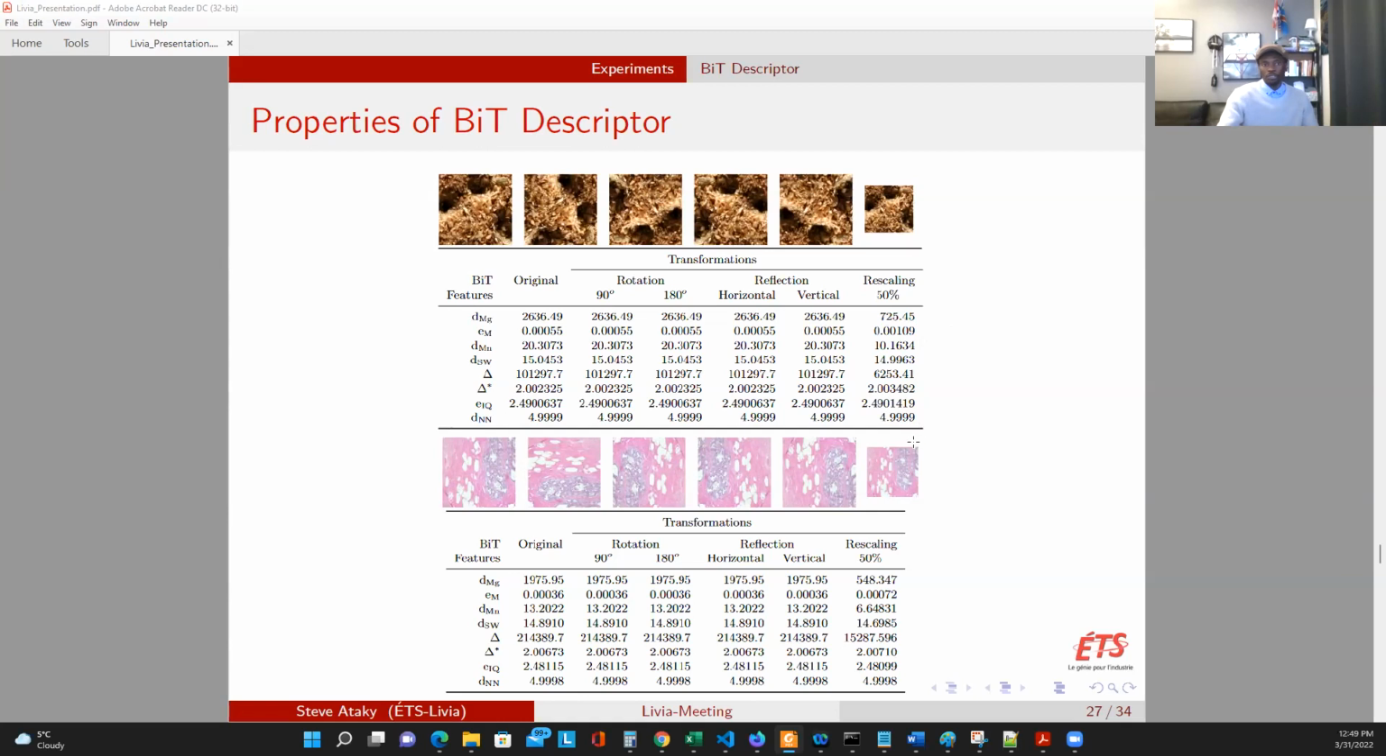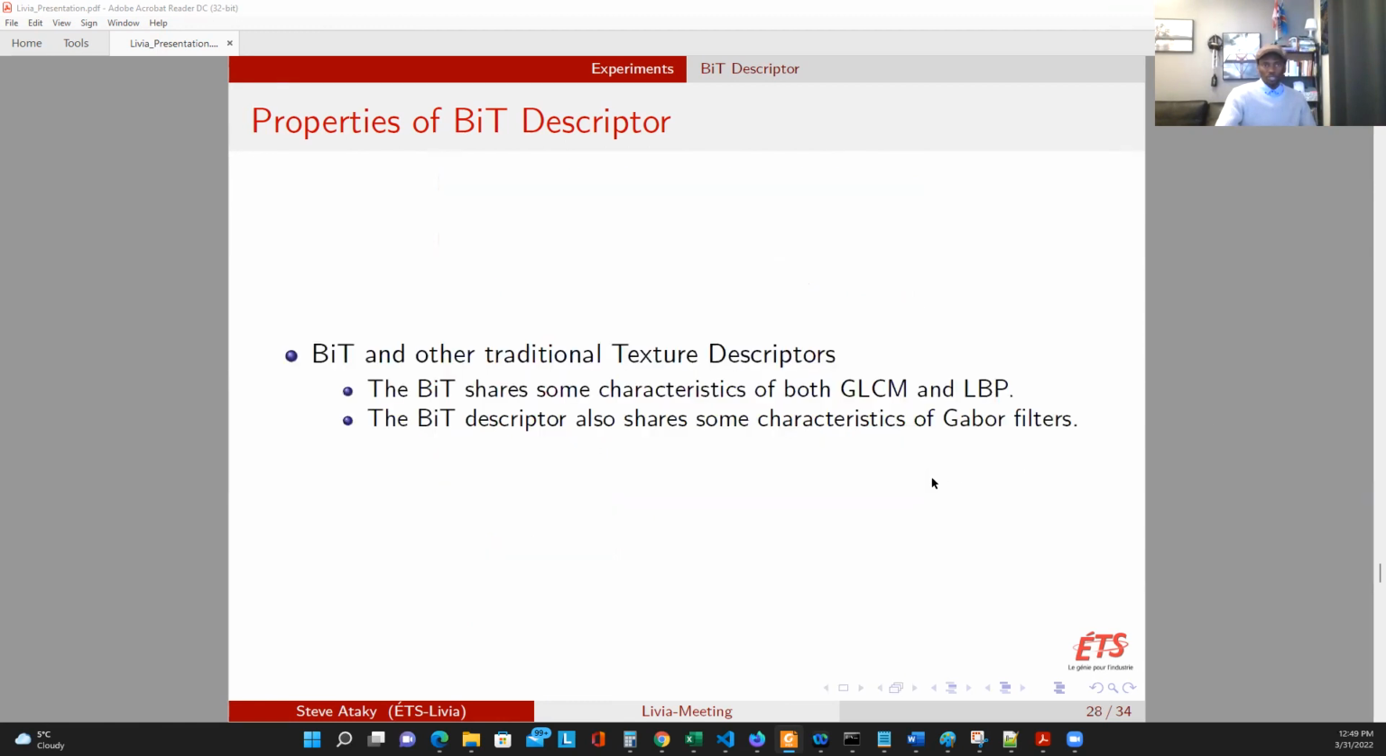We have one here that maintains the invariance in scale, but we have 9 other indices that we have used in another part of the work that are even invariant to scaling. So here we took the example of 2 images. We have a natural image, and we also present histopathological images, just to show the invariance properties that the BIT inherits.